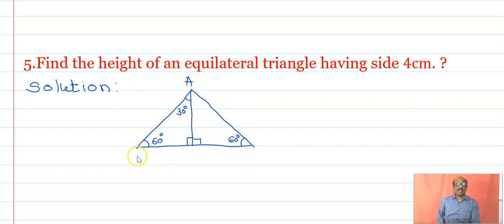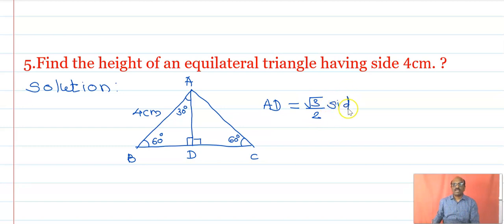Now ABC is the equilateral triangle, and here the side of this triangle is 4 centimeter. Then what we want to find out? We want to find out this height, which is the AD, and this AD is the side opposite to angle 60 degrees, and therefore AD is equal to root 3 upon 2 into side.